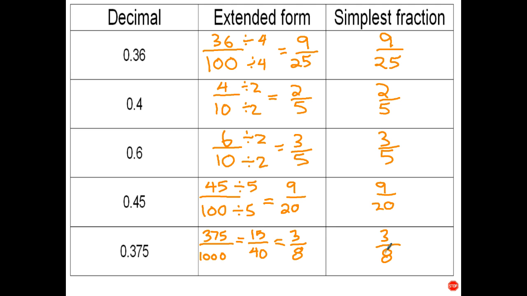So to summarize, to convert decimals to fractions, first write it as a fraction with a denominator of 10, 100, or 1,000. Simplify the fraction, and that's your answer.